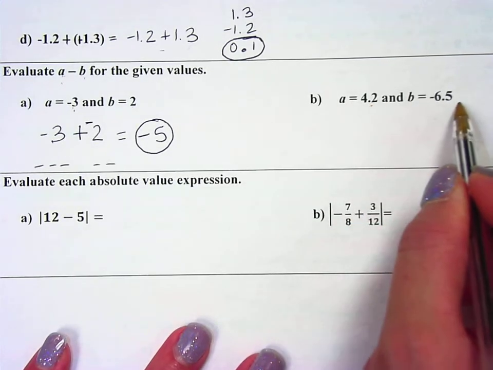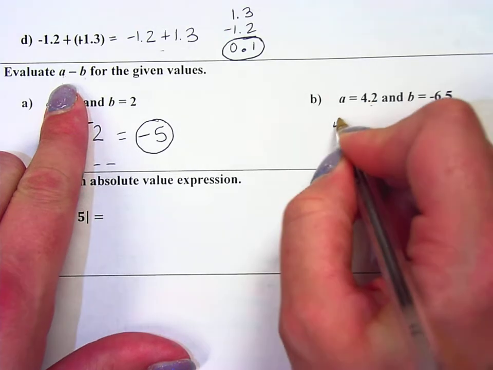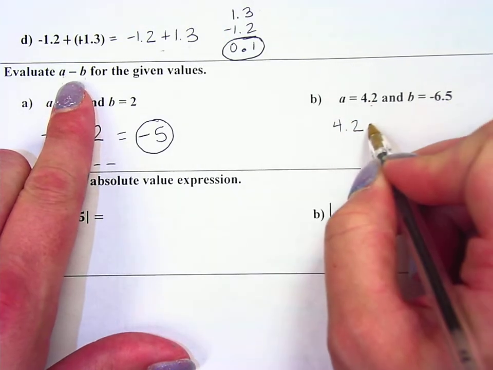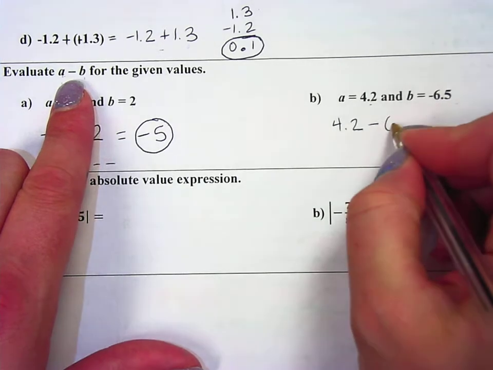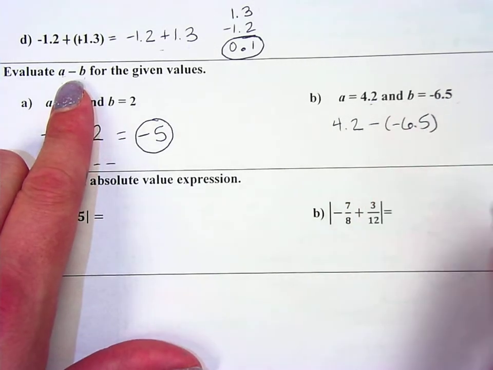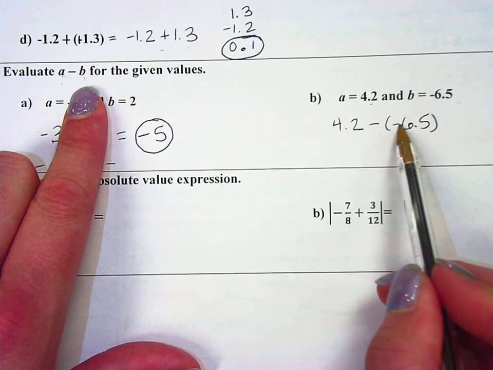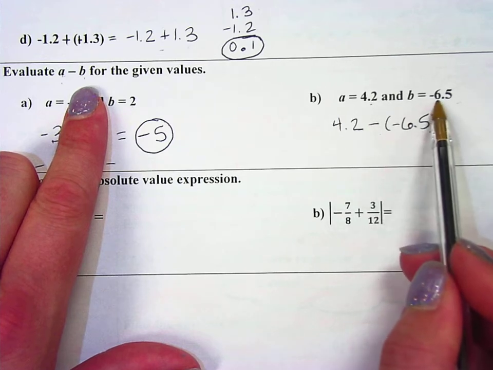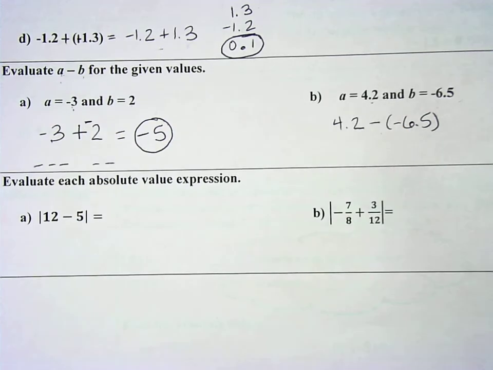4.2 and -6.5. I'm going to go ahead and put my 4.2 right here for A. I still have a minus sign, so make sure I put that minus sign in there. And then B is -6.5. I used parentheses because I didn't want it to look like a minus and a minus sign. B was a -6.5, so I kept them separate. This is a minus and a -6.5.